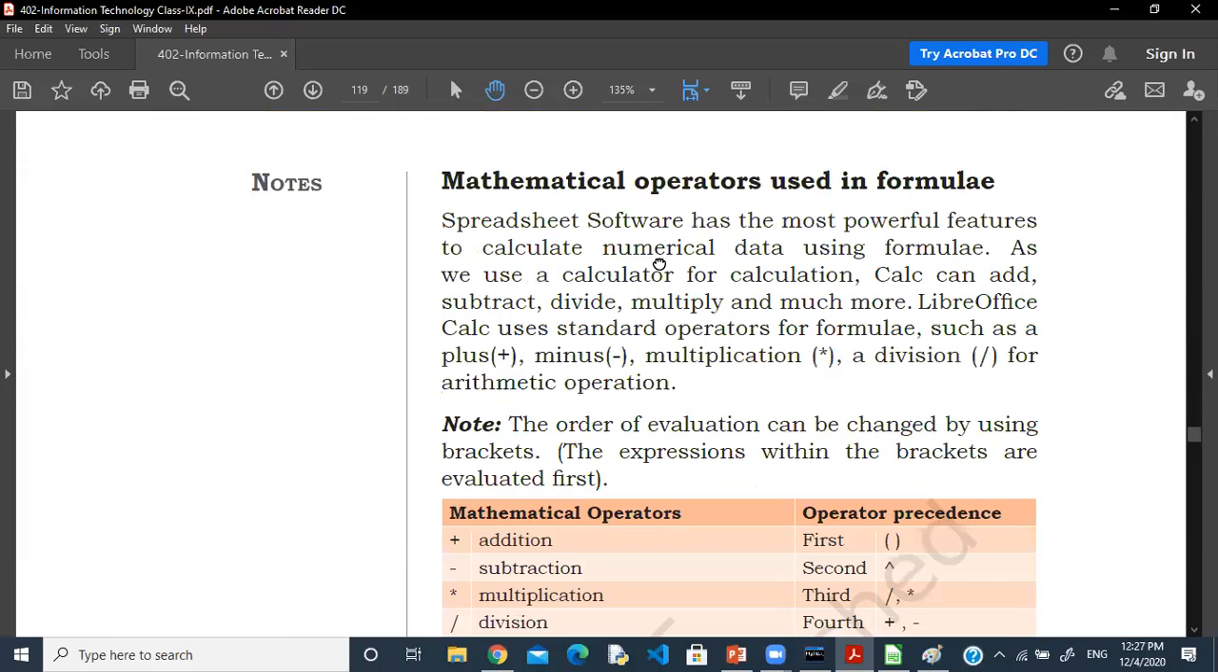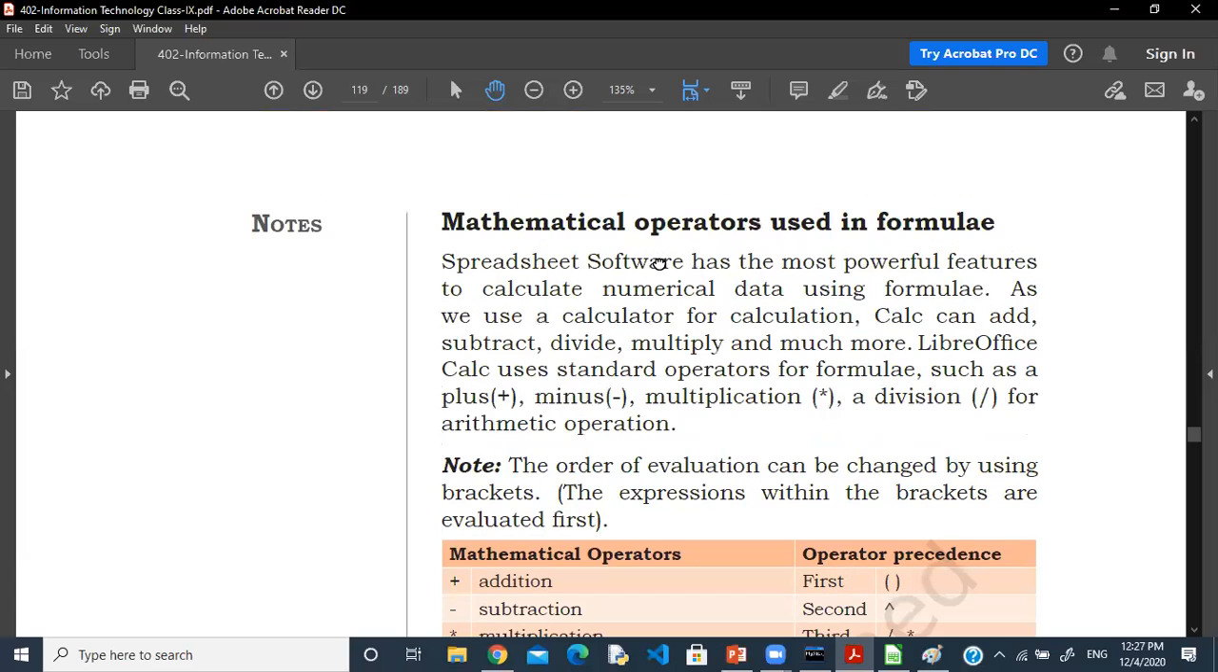Now you understand what types of values there are. There are 3 types of values. The first is called label, that is the text. The second is called value, that is the number. And the third is called formula, that is an expression. A formula always starts with the equal sign.